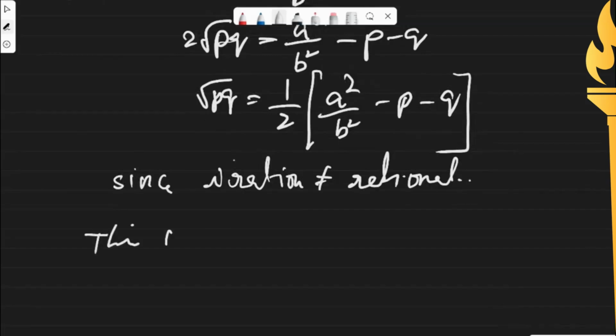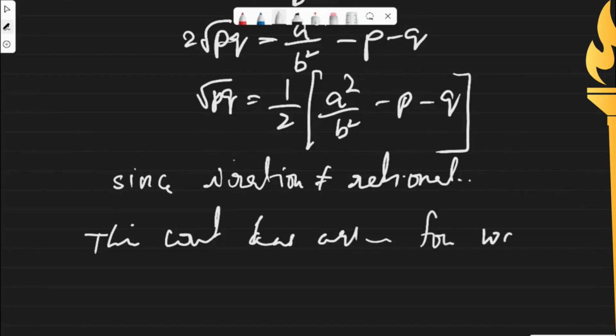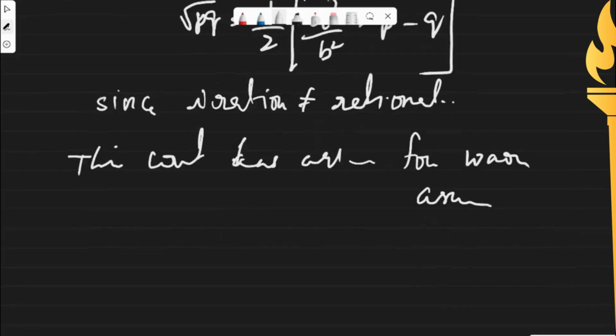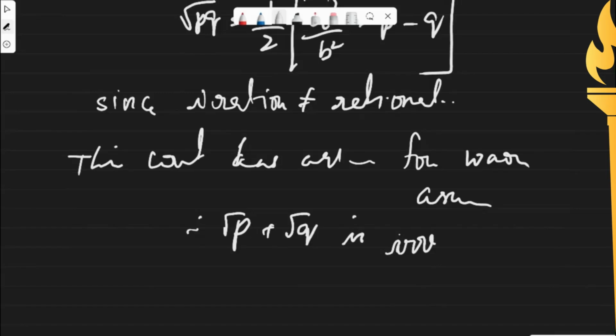This contradiction has arisen from a wrong assumption. Therefore, root p plus root q is irrational. Our assumption was it is rational. We proved that it is a wrong assumption, so it is an irrational number. It is pretty easy, quite easy.